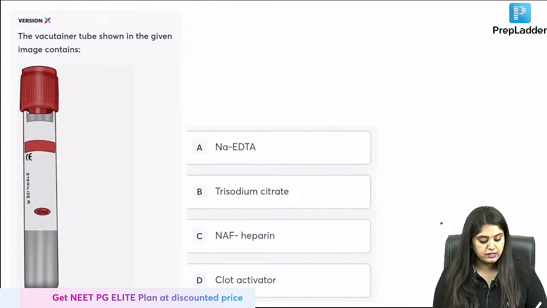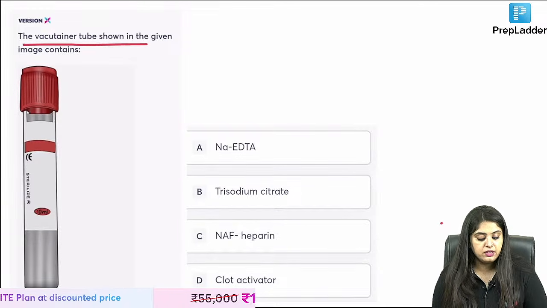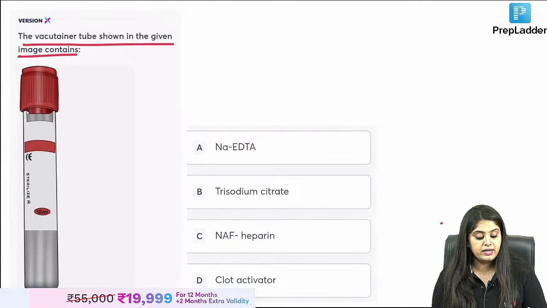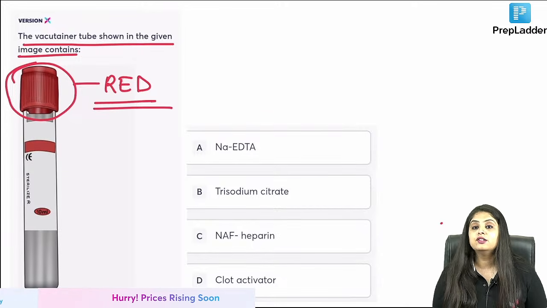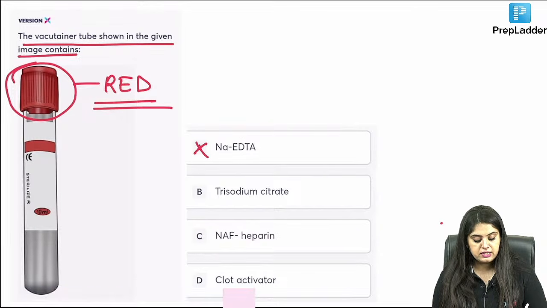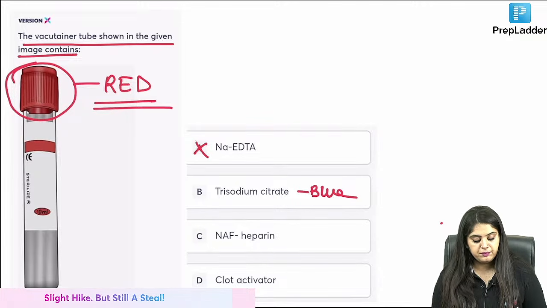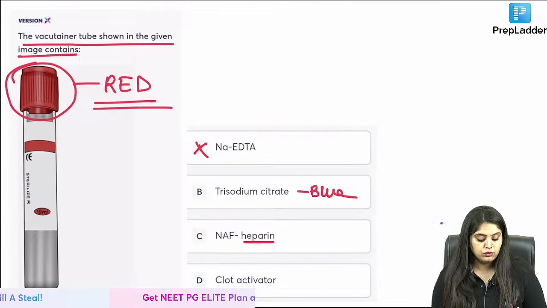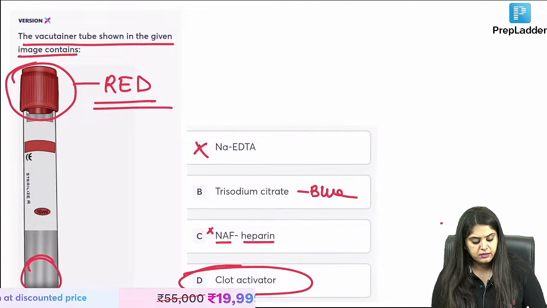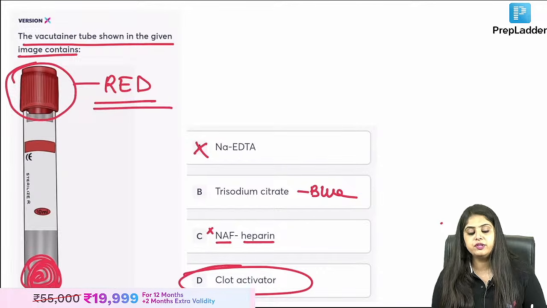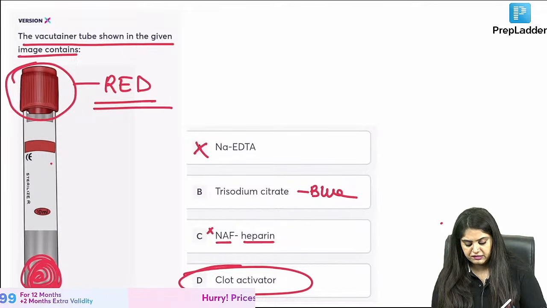So this is a question that I saw in the Q bank. The vacutainer tube that is shown in the given image below, and I can see obviously no one got this wrong, it's a red color vacutainer. So what are you going to use? I'm not using EDTA. Trisodium citrate would have been blue. I'm not even using heparin, that would have been green. Sodium fluoride would have gone in gray. This is going to be a clot activator because you want the clot to be formed over here, and that is the red one. Simple question.